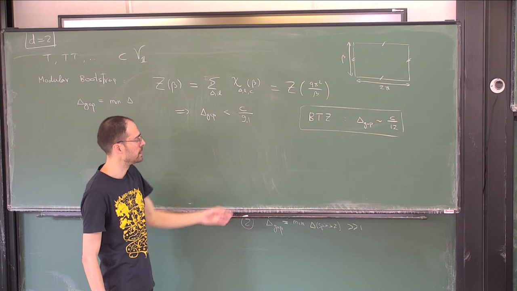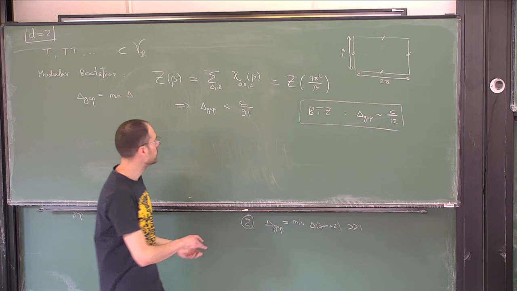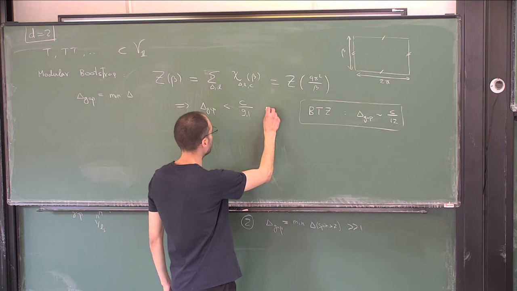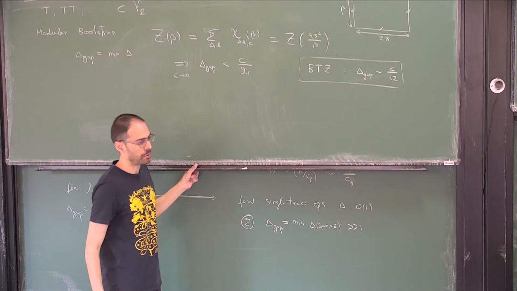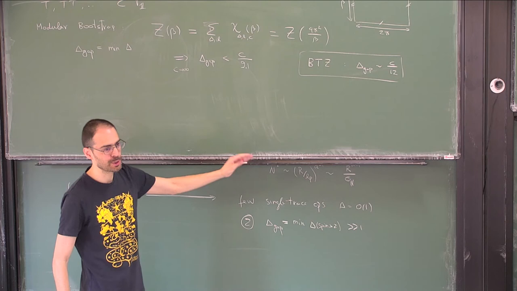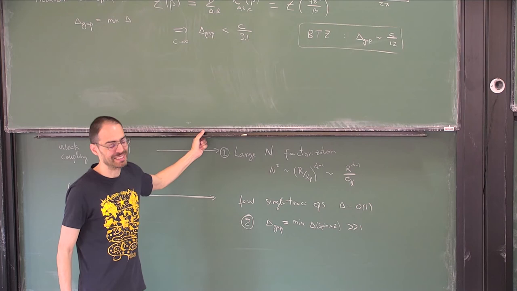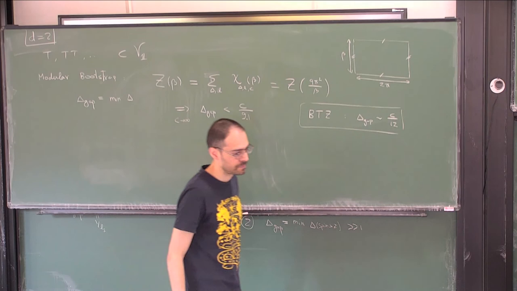Are we working at large c? Yes, sorry. For any finite c, you get a bound. So this is the asymptotic bound when c is large. But is the expectation that the true bound will be strictly smaller than c over 12? I don't think we know. The theme of this talk will be that bootstrap just confirms effective field theory, so I wouldn't expect it to be smaller. But if it's smaller, then it kind of excludes pure gravity.